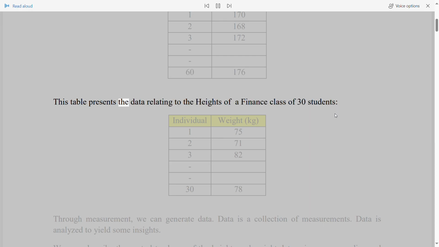This table presents the data relating to the heights of a finance class of 30 students.